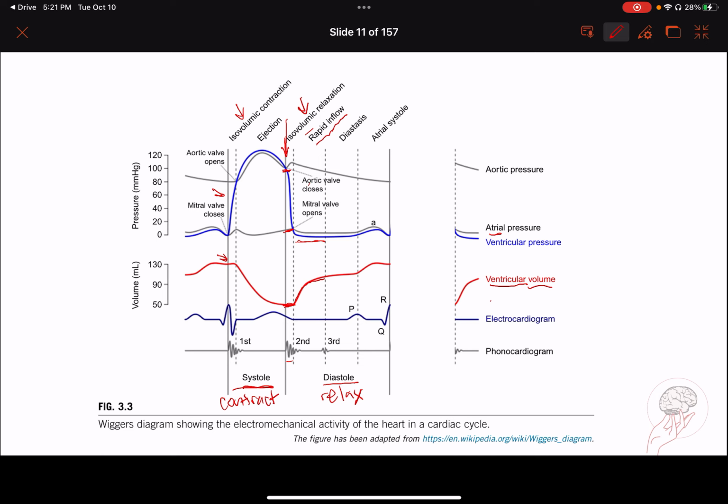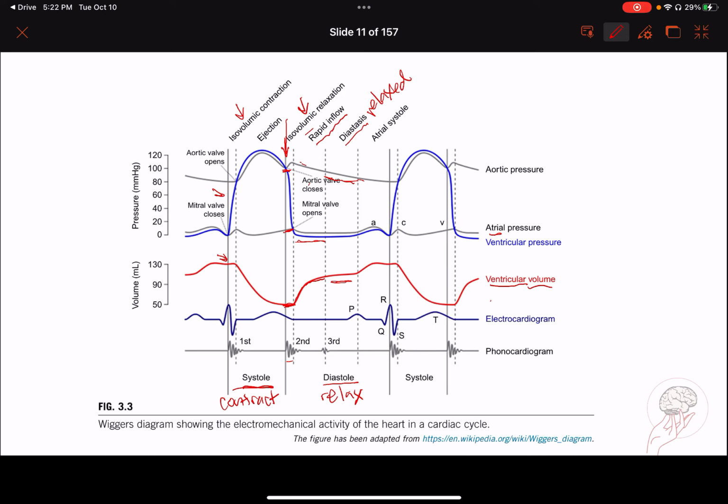And then we have diastasis. So here we see a little bit of a leveling off, though we are increasing the volume a little bit. But this is really the relaxation. We're not seeing a lot of flow. We're seeing ventricular pressure is low, atrial pressure is low, and even aortic pressure is dropping. So everything during diastasis is relaxed.